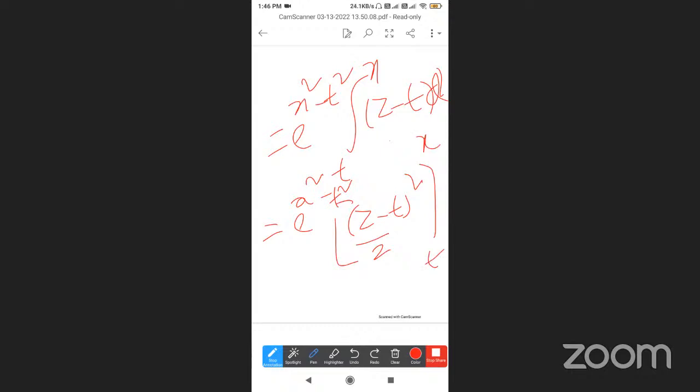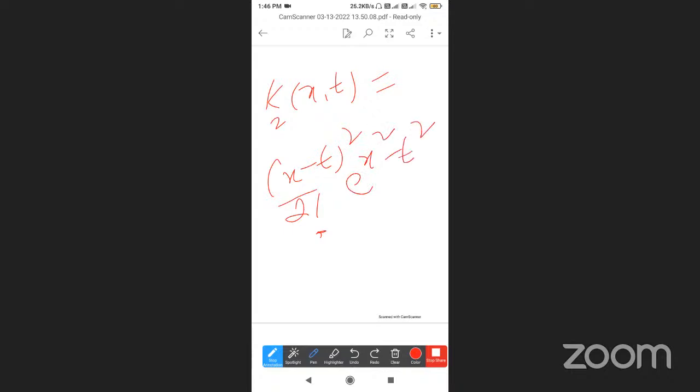So what is the value? e power of x square minus t square, upper minus lower, gives x minus t is a whole square by 2 factorial. This is called k2 of x comma t, which is equal to x minus t is a whole square by 2 factorial into e power of x square minus t square. This is the value called k3 of x.